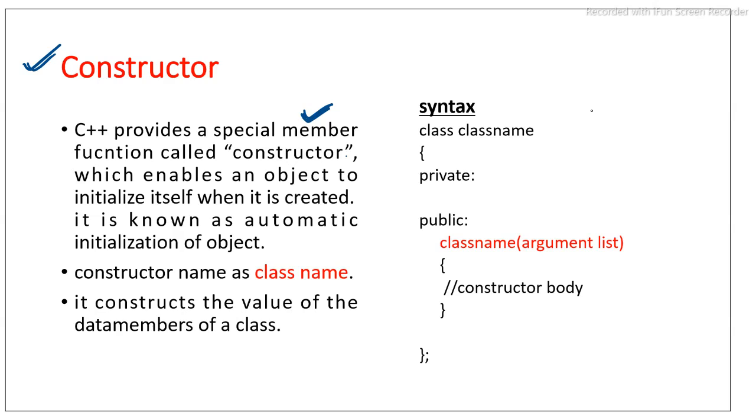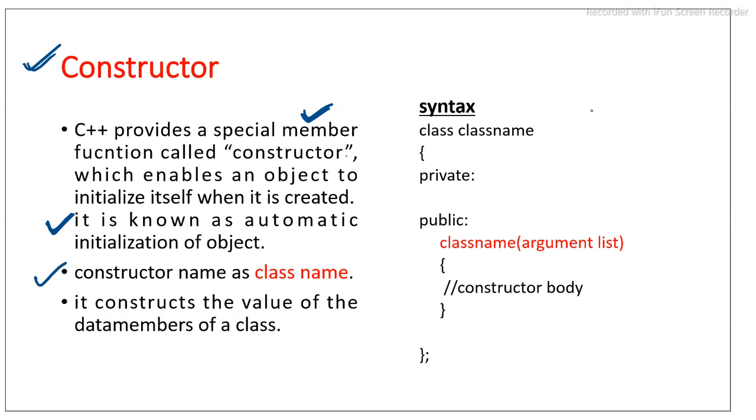So when we declare an object inside our main function, at that time constructors automatically initialize it, and this process of initialization is known as automatic initialization of the object. So this is an advantage. Constructor will be automatically initialized whenever you create the object. In this particular example, you can see we have listed one constructor.